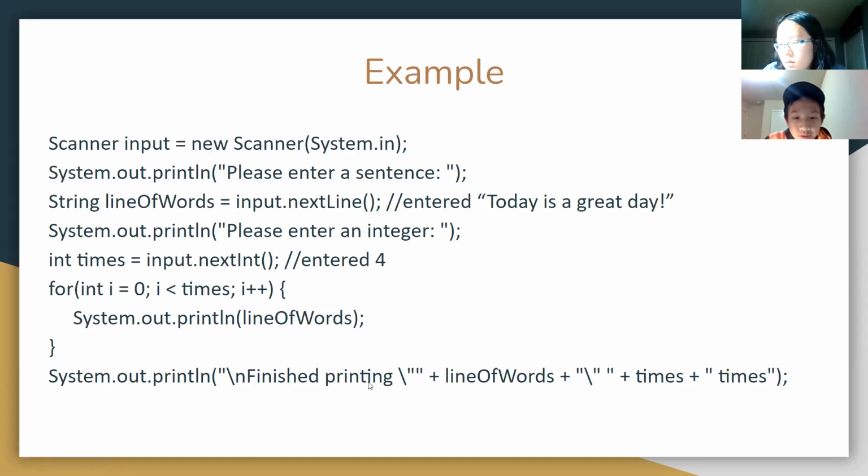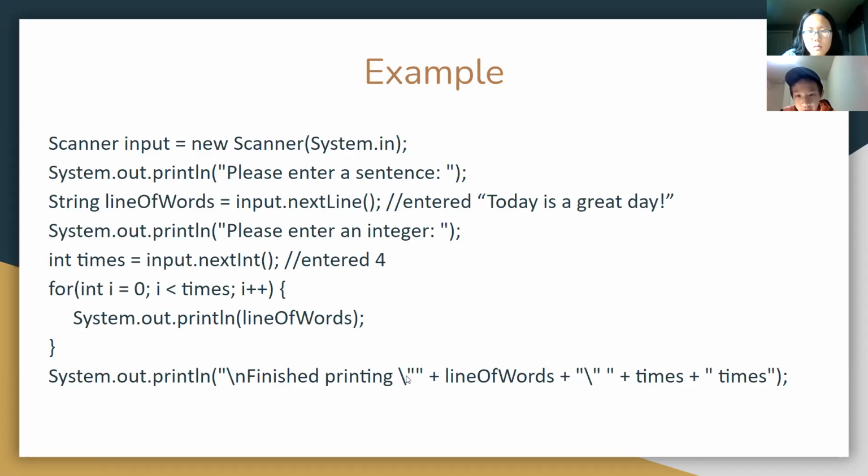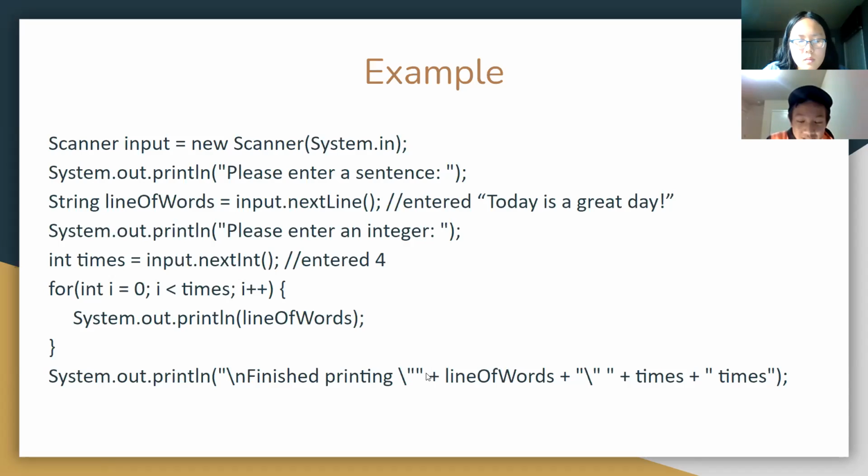We'll type in finish printing. And this \ quotation mark just takes this, it just prints out a quotation mark. So let's say you didn't have this, then it would just be a quotation mark here, and then you have an odd quotation mark, and that would give you an error. But if you use the \, the program interprets this quotation mark as part of the string and not as the quotes around the string. I hope that makes sense.